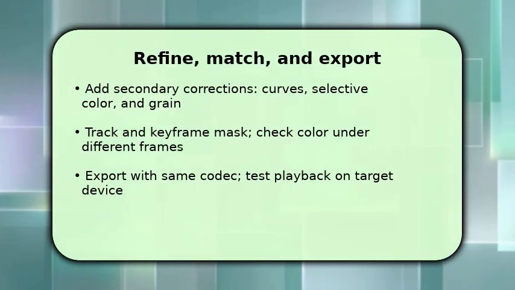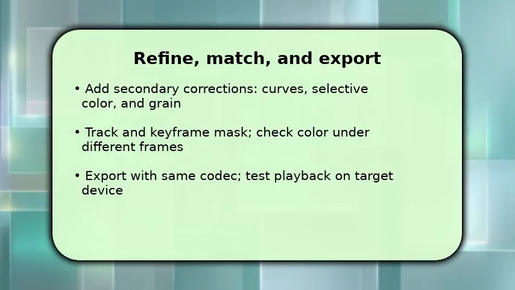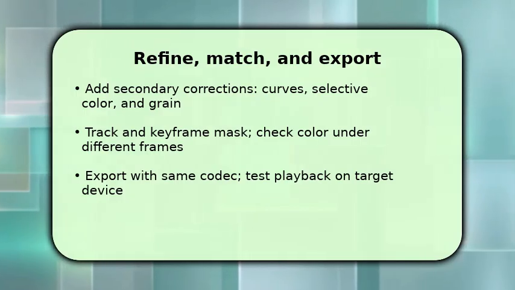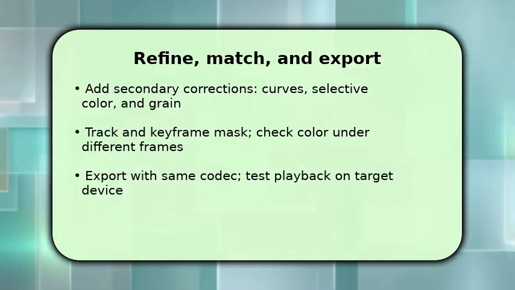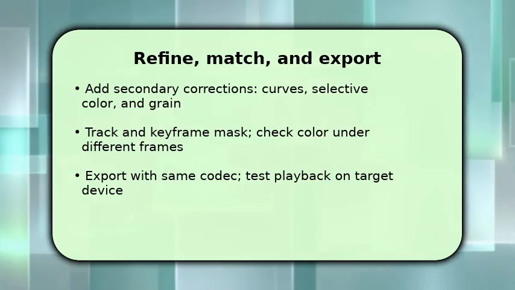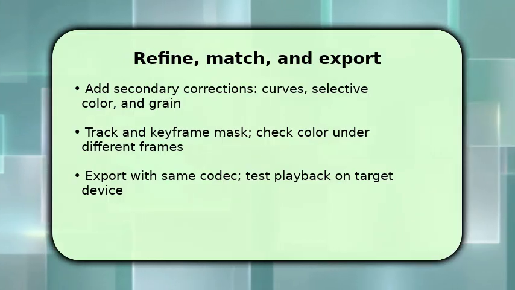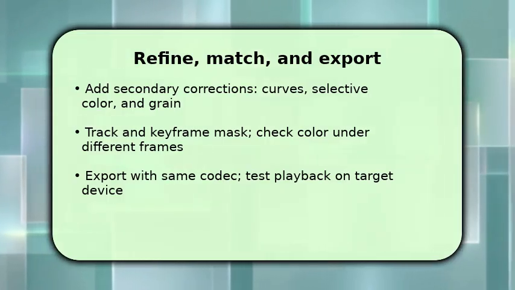Add subtle curves and selective color adjustments to match highlights and shadows. Introduce tiny grain if the original had noise. Then enable motion tracking and keyframe the mask when the subject moves, checking multiple frames for bleed or hue shifts. Once satisfied, render using the original codec and resolution for best quality.